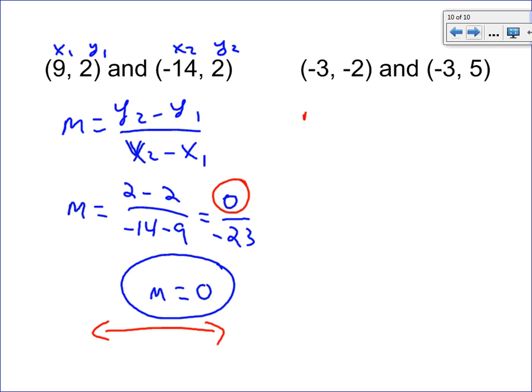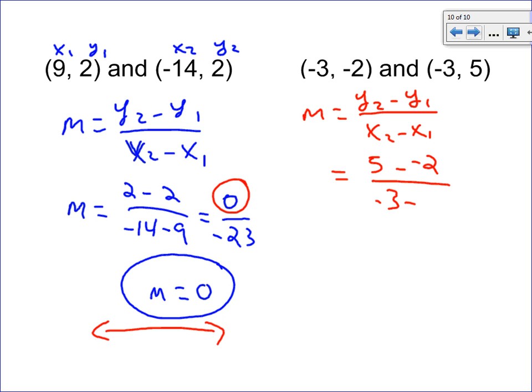The next one, m equals y2 minus y1 over x2 minus x1. Plug in my values, y2 minus y1, that's 5 minus negative 2, over negative 3 minus negative 3. 5 minus negative 2 is 7. Negative 3 minus negative 3 is 0. So my slope equals, when 0 is in the denominator, that means we're doing 7 divided by 0. We can't divide by 0. You can never divide by 0. So our slope is undefined.